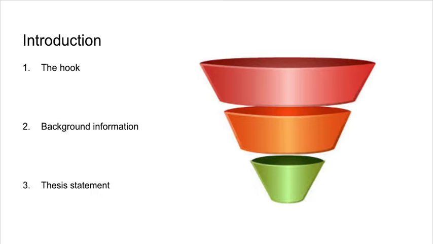Introduction has 3 parts. The first part is an attention-grabbing sentence, which is called the hook. After the hook, to keep your audience from being confused, you need to briefly provide background information on your topic. You end your introduction with a thesis statement. In your thesis statement, you explain the point you are making. So in the introduction paragraph, you start general and then get more and more specific as you progress towards your thesis statement.